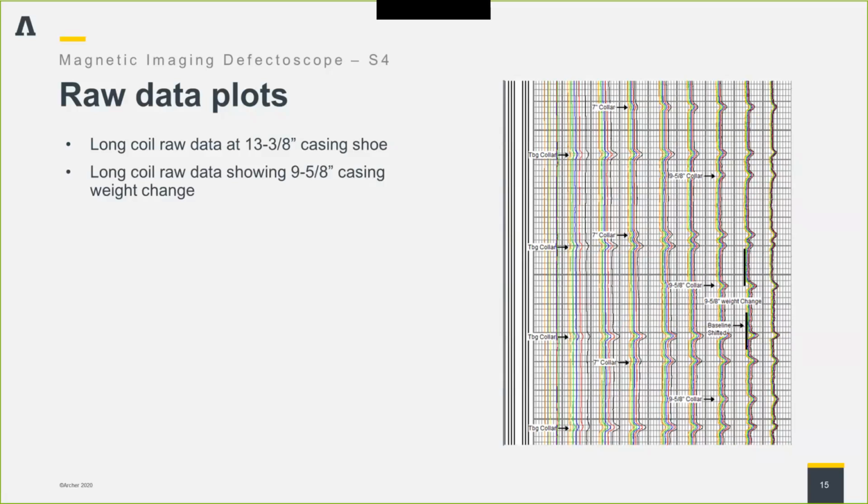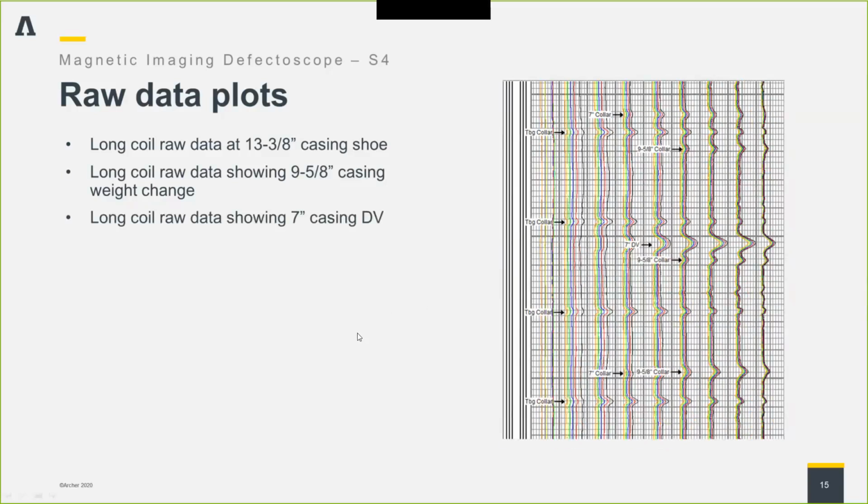And it's quite clear to see that there is a change in the metal mass and hence the thickness at this point. And again, we can see all the other features. We can see the tubing, the 7-inch, and the 9 5/8 collars all over the place. So here's another example, which is in the same well, in a slightly different place.